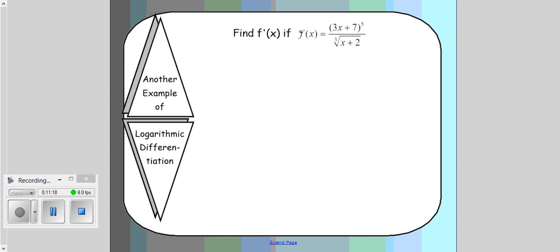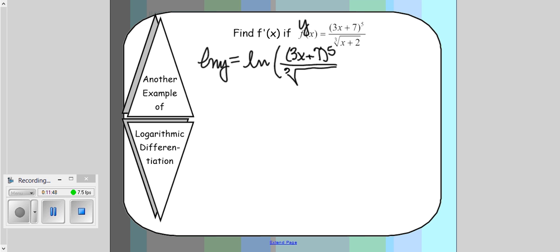So my f of x, I'm going to think of as a y. So this is going to become natural log y, equals. Now then, we want to use all of our properties here. Okay, I'm going to go ahead and write this, but I want you to be thinking about what that means. That means I've got the (3x + 7) to the 5th all over my cubed root of x + 2.